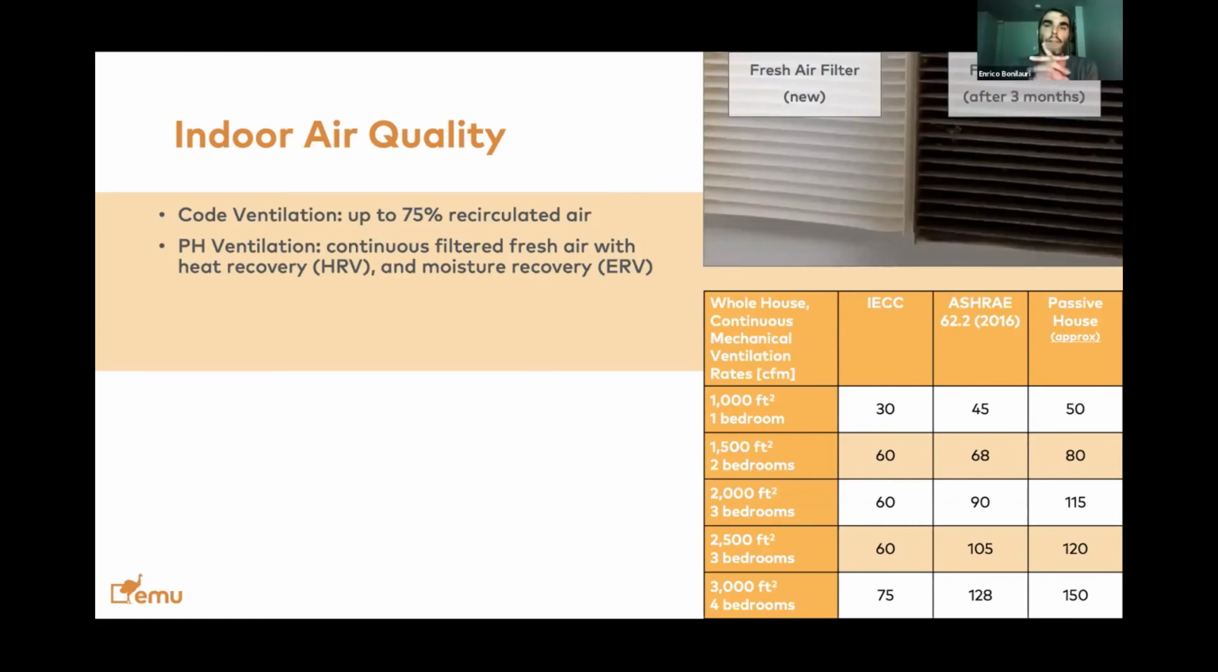In having continuous mechanical ventilation in passive house, you are required to have filters. The filters at the top right-hand side of the slide show brand new fresh air filters before being installed, and on the right-hand side, it shows what it looks like after 3 months. So while passive house mechanical ventilation is extremely energy efficient, the goal is to remove pollutants coming in from the outside and deliver constant high indoor quality.